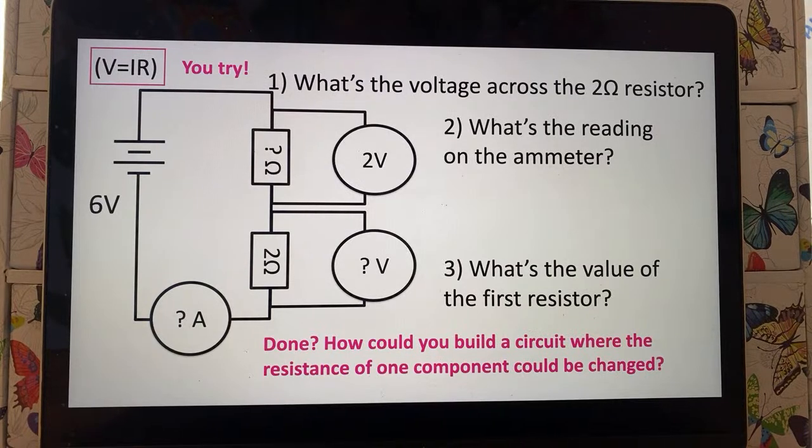So can you tell me, please, what's the voltage across the 2 ohm resistor? So the 2 ohm resistor, what voltage has it got across it? What's the reading on the ammeter? And what's the value of the first resistor? And if you finish that, then the hard bit, a bit of revision. How could you build a pretty much identical circuit, but you've got to swap out one thing so that the resistance of one component could be changed? There's a few different things you could do.